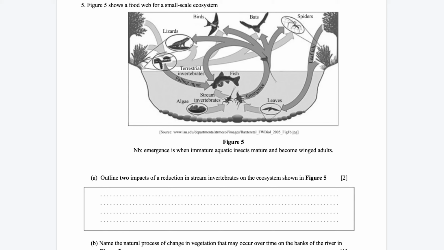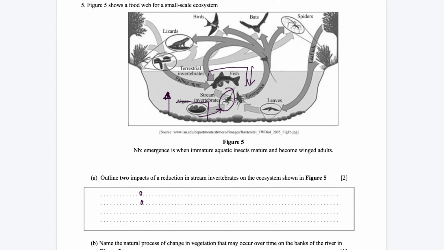Okay, figure 5 shows a food web for a small-scale ecosystem. Most of you did well on this. So, 2 impacts of a reduction in stream invertebrates. Here's our stream invertebrates. Who will be affected? Our fish populations will decline. Our algae, which they're feeding on, will increase. Essentially, those are the 2 most obvious answers to give. Our fish populations decline, and our algae will increase because there's no longer anything feeding on it.